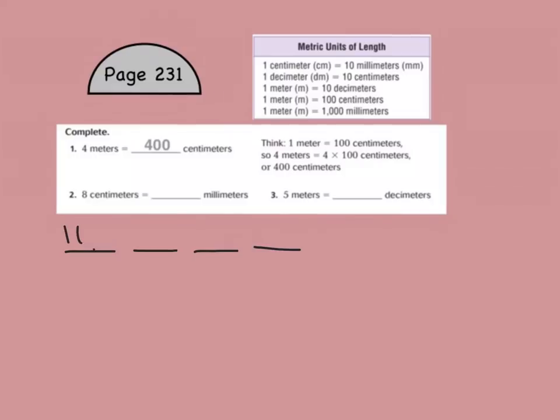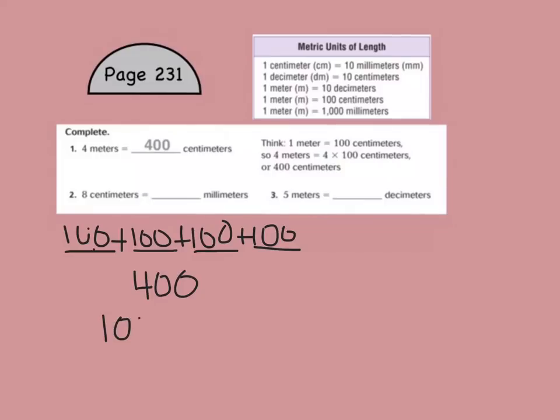So 100, 100, 100, and 100. And if I add all of these up, I get 400. And it's also saying 100 times 4, and I know that that equals 400. So I know that 4 meters is equal to 400 centimeters.